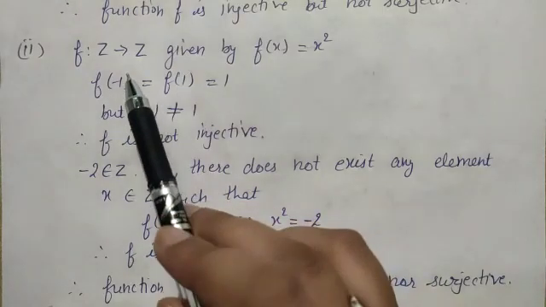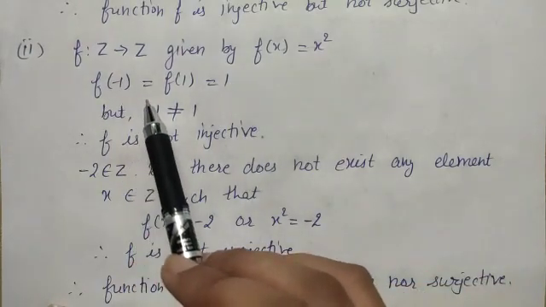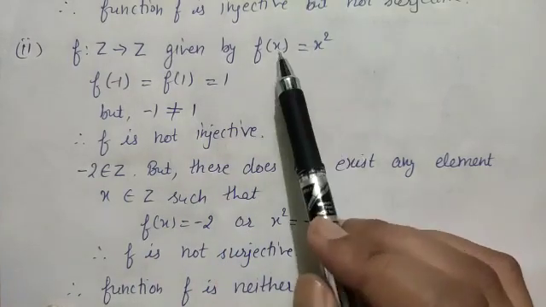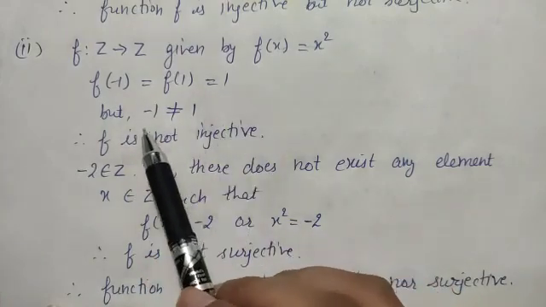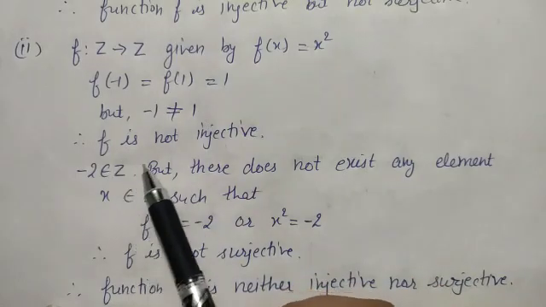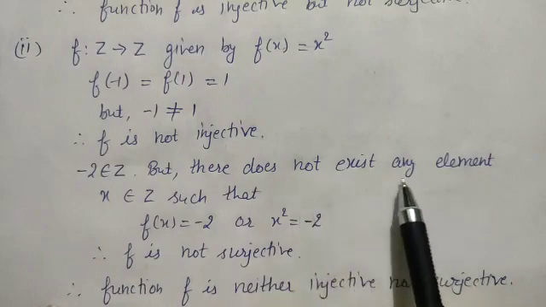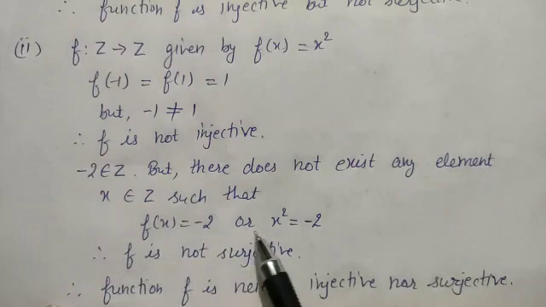Second is function from Z to Z given by f of x equals to x square, f of -1 equals to f of 1 equals to 1. अगर हम -1 पुट करेंगे तो हमारे पास 1 होगा, यहाँ पर 1 पुट करेंगे तो भी हमारे पास 1 रहेगा. So f of -1 equals to f of 1 equals to 1, but -1 is not equals to 1, so f is not injective. Now -2 belongs to Z, but there does not exist any element x belongs to Z such that f of x equals to -2 or x square equals to -2. Therefore, f is not surjective. Therefore, function f is neither injective nor surjective.